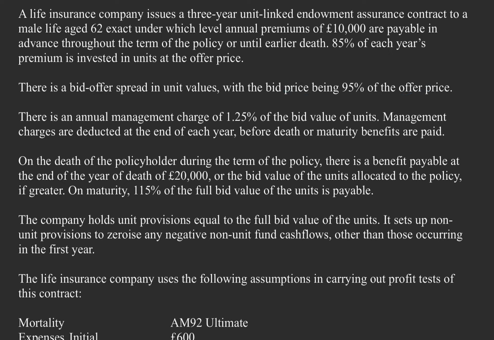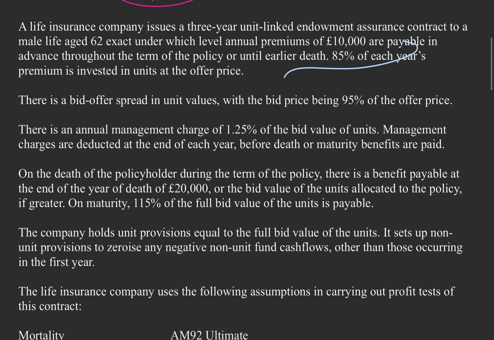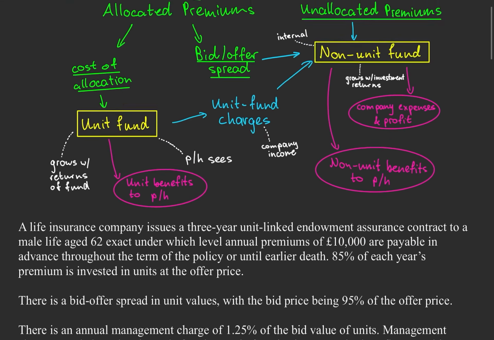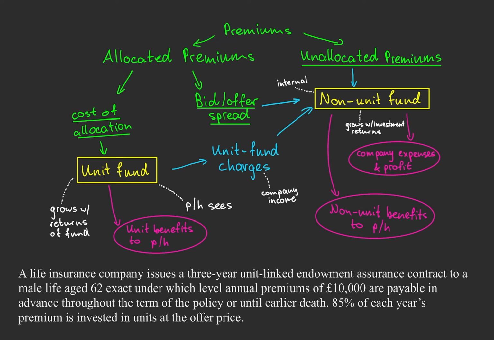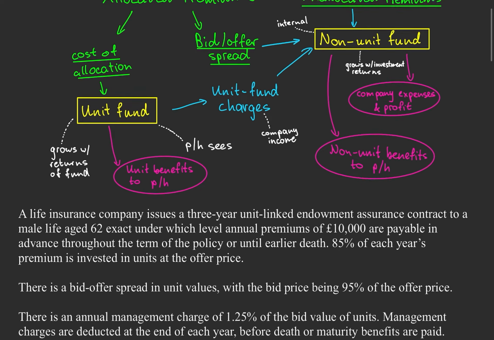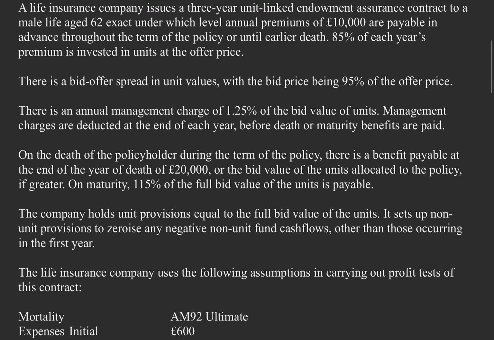Okay, so what that means then is 85% goes here into the allocated premiums, and then 95% of that goes into this cost of allocation and actually gets invested in the unit fund. The other 5% of the 85% also goes to this bid-offer spread, which goes to the non-unit fund. So basically in this non-unit fund, I'll be sitting with 15% plus 5% of 85%. Okay, we'll see how all this works when I actually do all the tabulations.